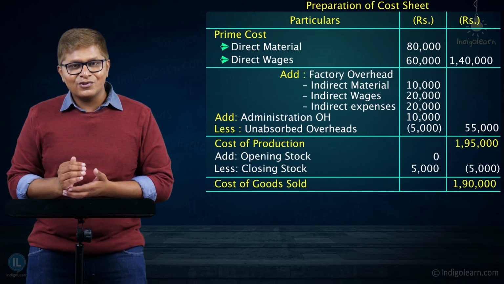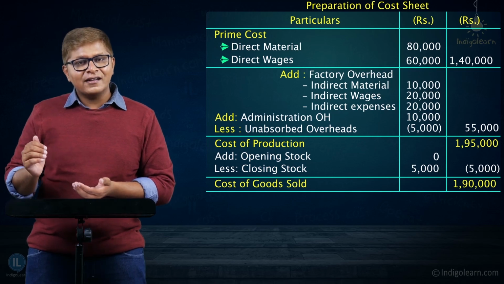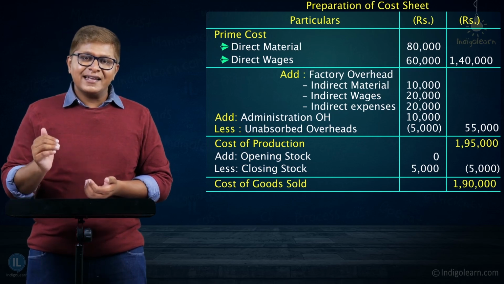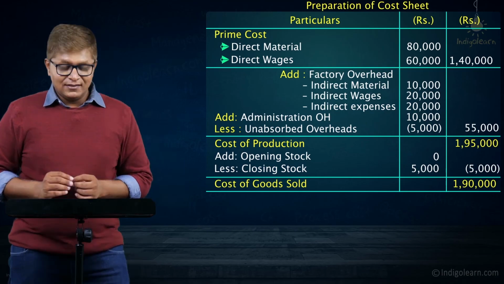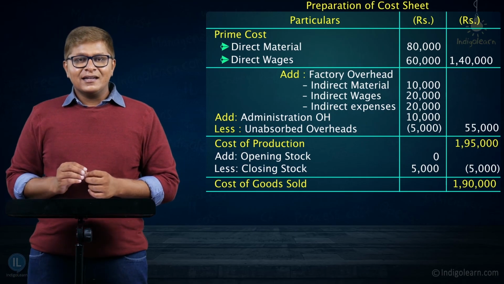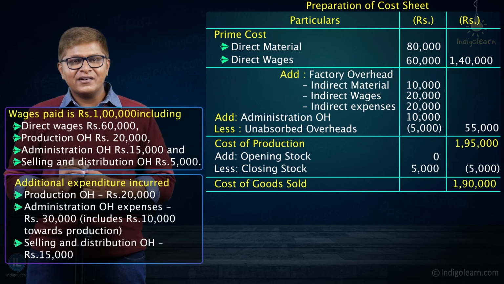Now to the cost of goods sold, we will add all our other admin and office overheads and selling and distribution overheads in order to arrive at cost of sales. Let's do that. So let's add admin overheads. Now what is the total admin overheads that we have incurred?